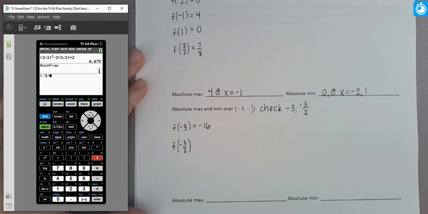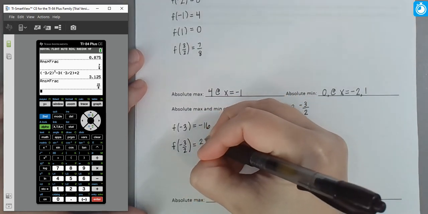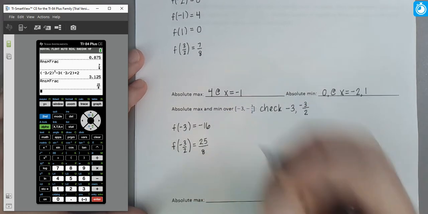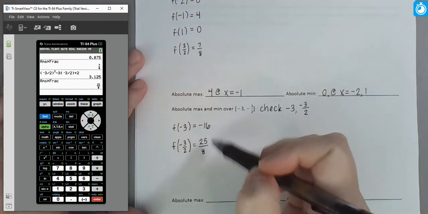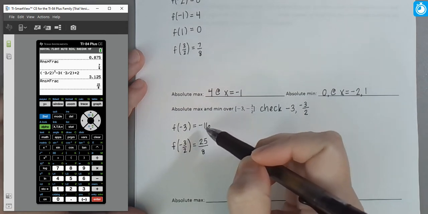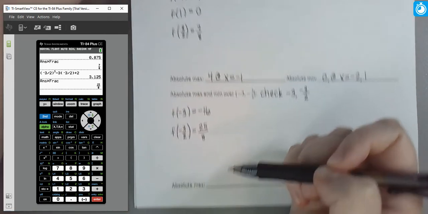So negative 3 halves, and we're raising that to the third power, minus 3 times negative 3 halves, plus 2. Okay, and again, we get the same value, but now we can convert it to a fraction. And that's going to give us a value of 25 over 8, and as a decimal, 3.125. Well, clearly this is a positive number and this is a negative number, so this has to be the lowest value and this has to be the highest value.